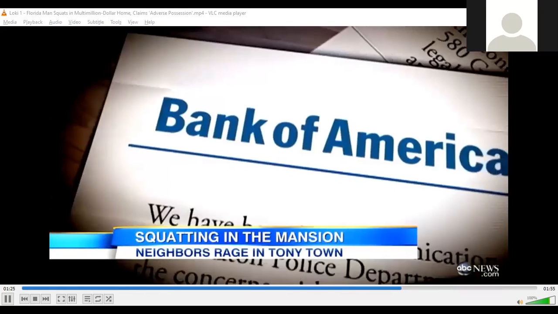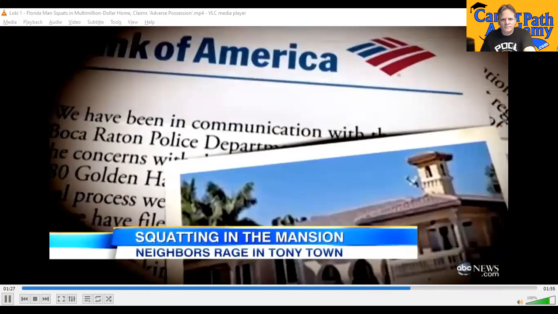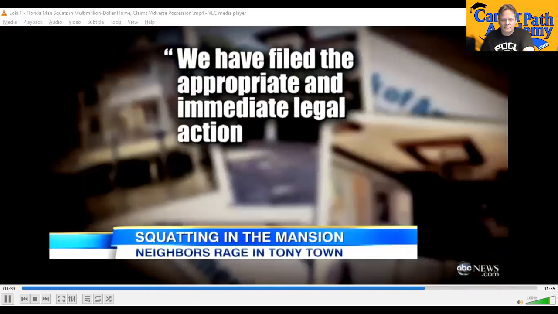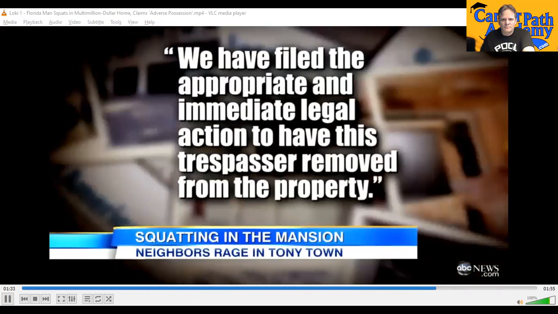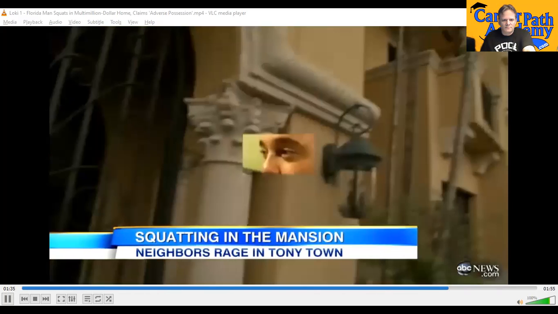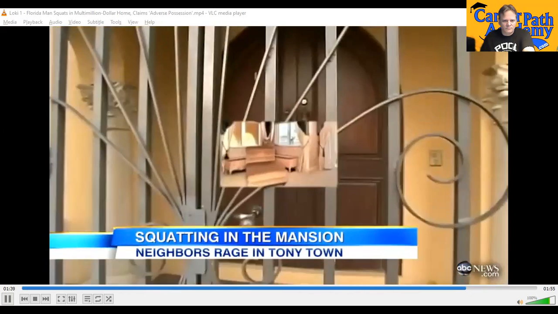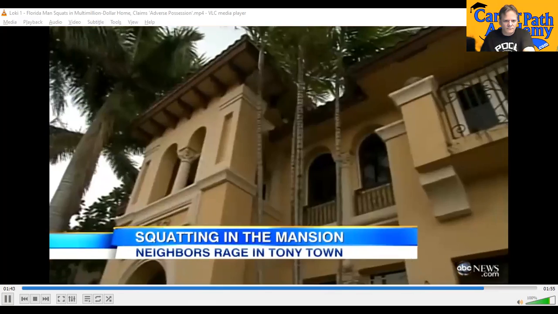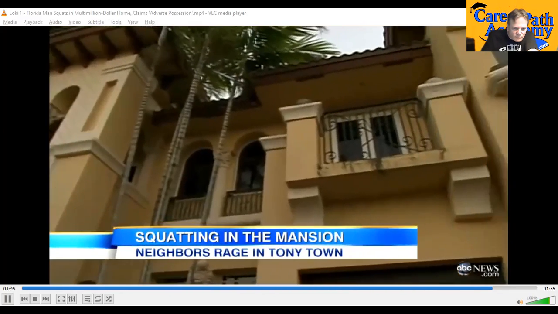In the Florida case, Bank of America tells ABC News, "We have filed the appropriate and immediate legal action to have this trespasser removed from the property. In the meantime, this mischievous master of this mansion lives on in luxurious splendor for free." For Good Morning America, Ron Claiborne, ABC News, New York.